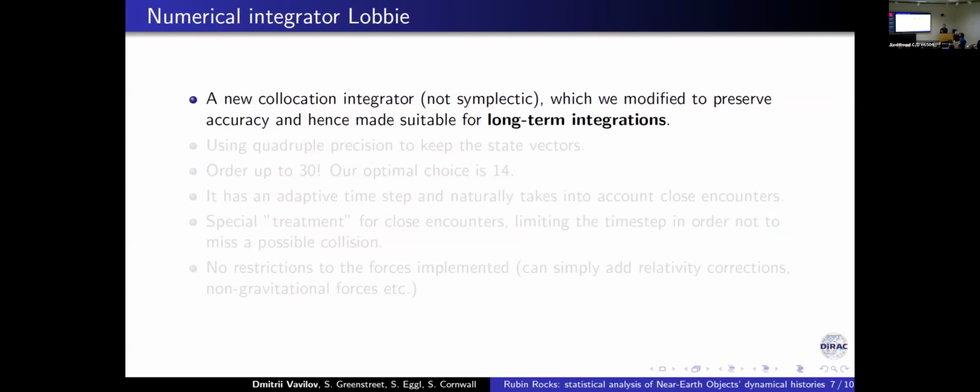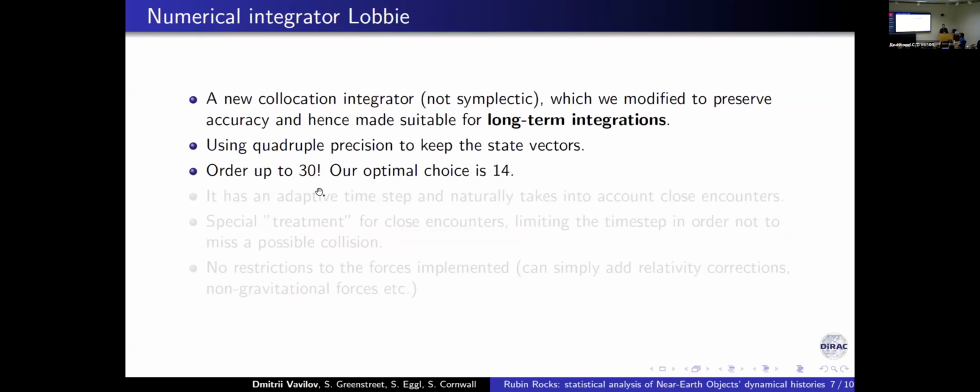For the second approach, it's a numerical integrator. A new one, it's not a symplectic integrator, what in general people use for long-term propagations. But we modified this integrator to preserve the accuracy, and it's actually pretty good for long-term integrations. I will show you the test later. We use quadruple precision to keep the state vectors, and the integrator has different orders you can choose, up to 30. Just for the mathematicians, this is not 30 factorial, it's just 30. Our optimal choice is actually 14. I think it's pretty good, at least for what we are doing, integrating the asteroids.